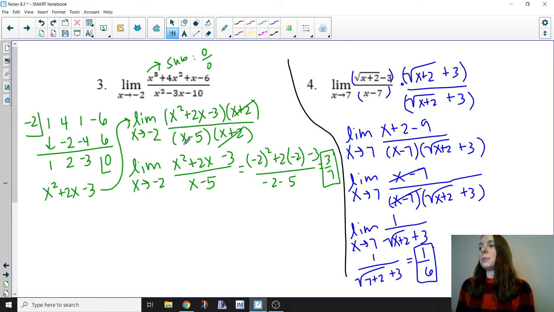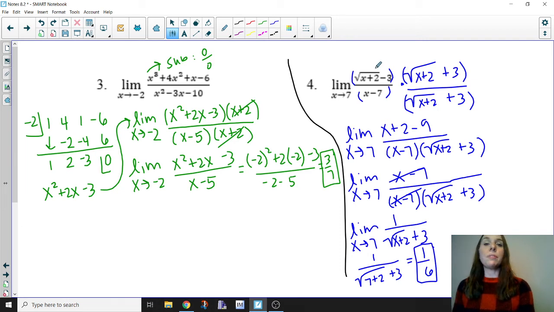Okay, so it was a bunch of factoring, but to help me factor the numerator, I had to use some synthetic division. I then divided out the common factors of x plus 2, and I could sub -2 in to all of the x's that remained to get a limit value of 3/7.